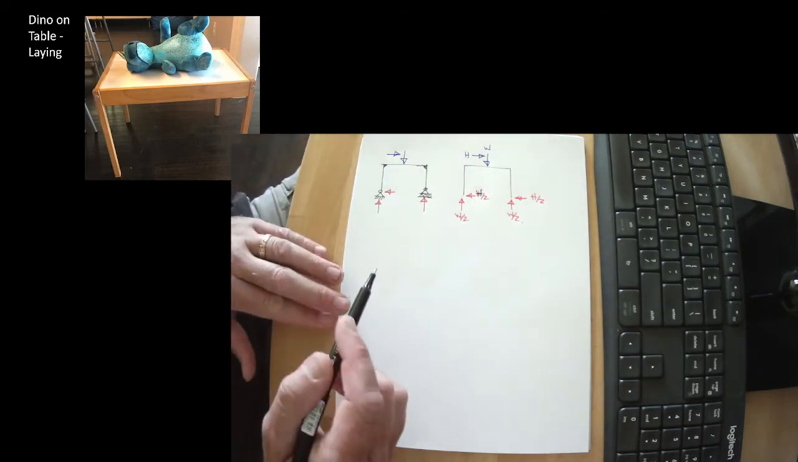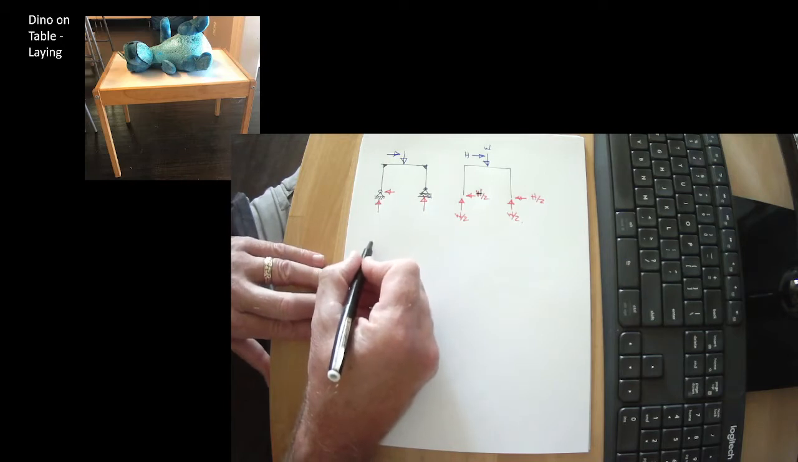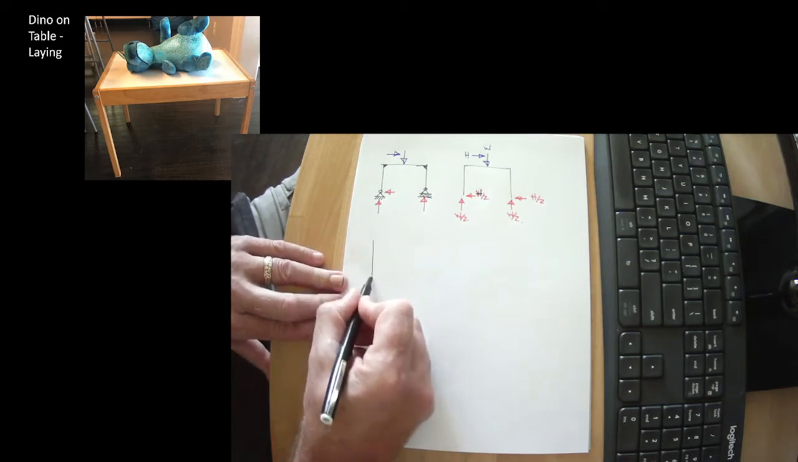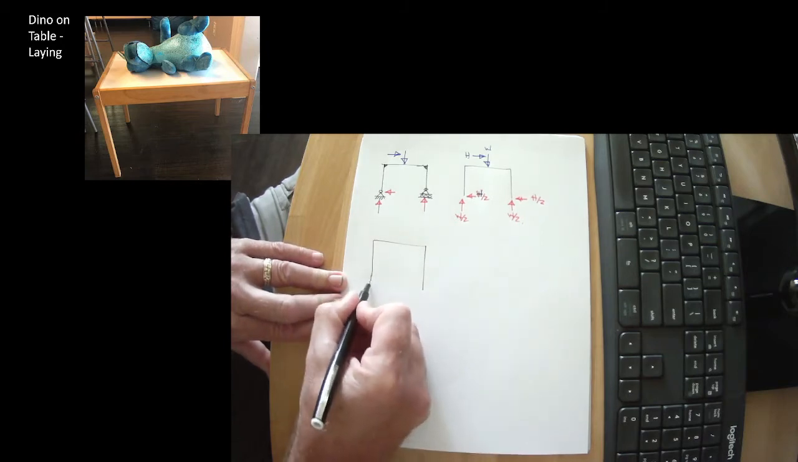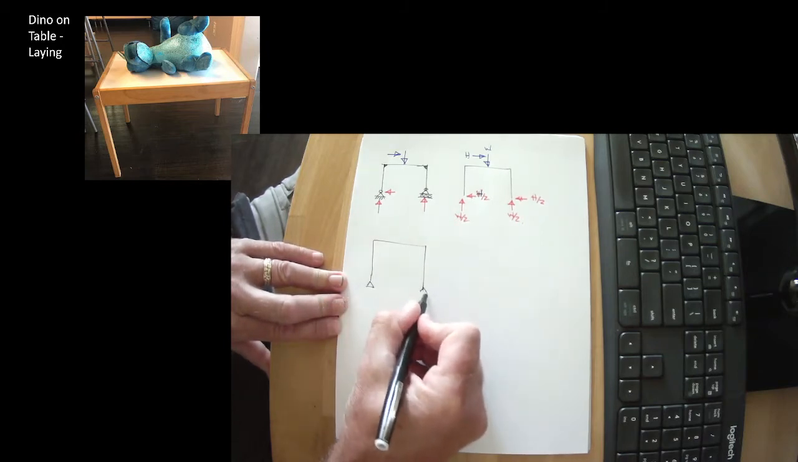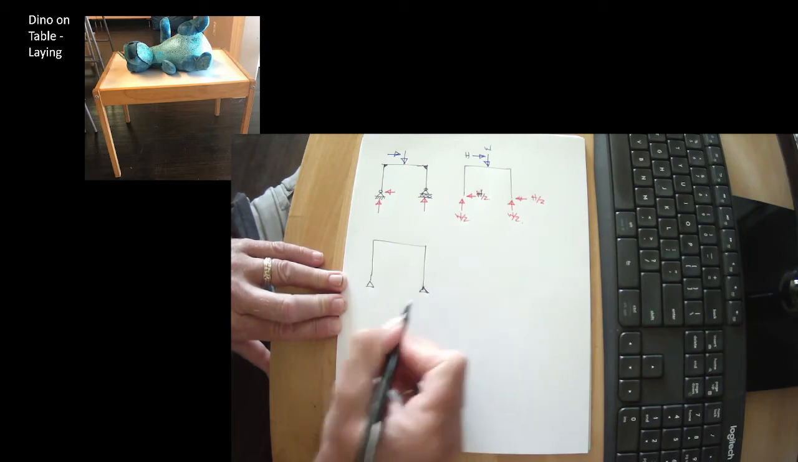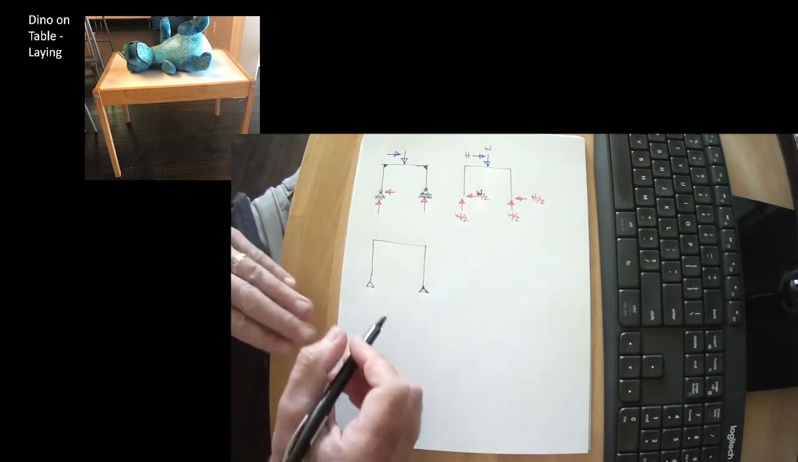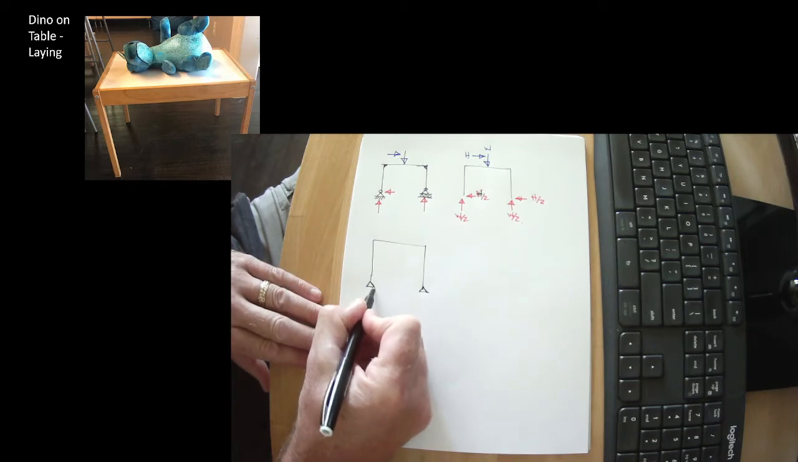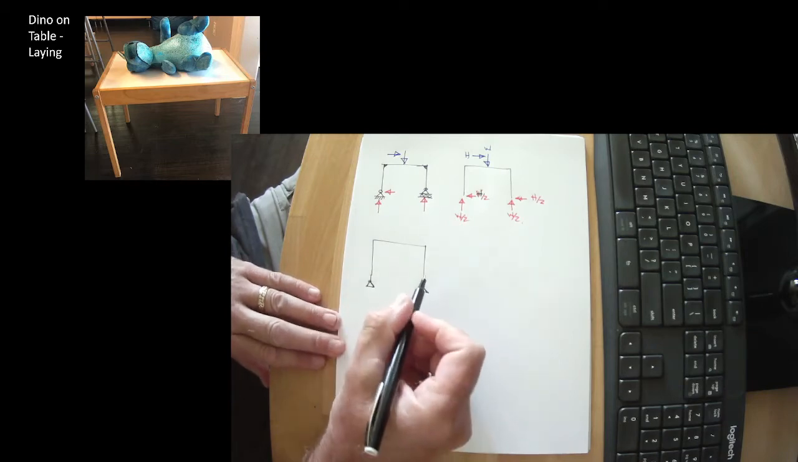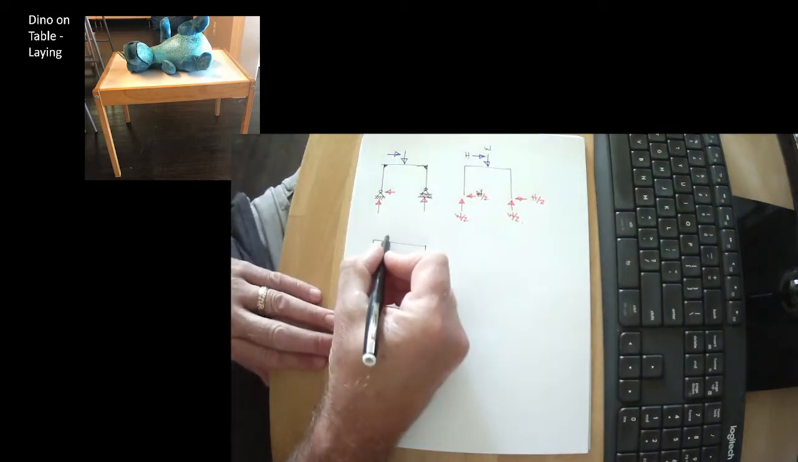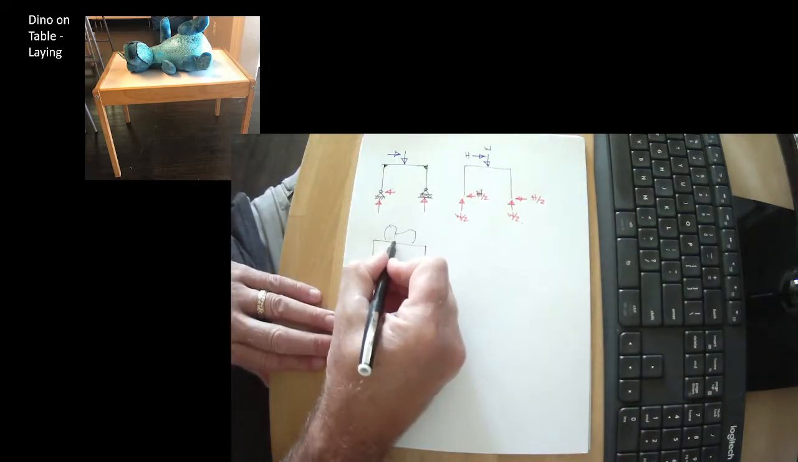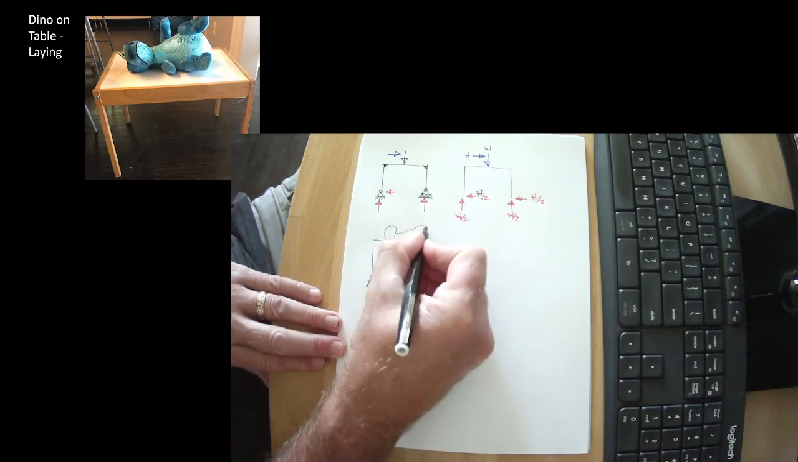So here's a different version of the problem. Let's see what this looks like. So now we have our table. I'm going to put a pin, and we're going to use our equal reactions assumption to represent, because it's more representative of reality. Now we've got Dino lying on his back.